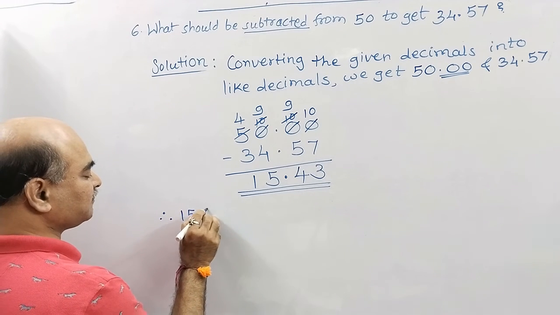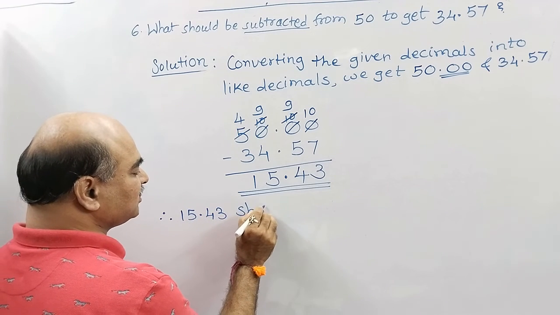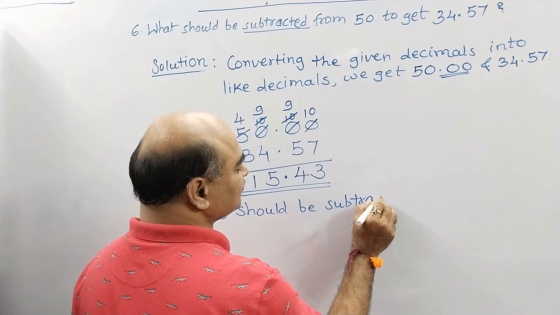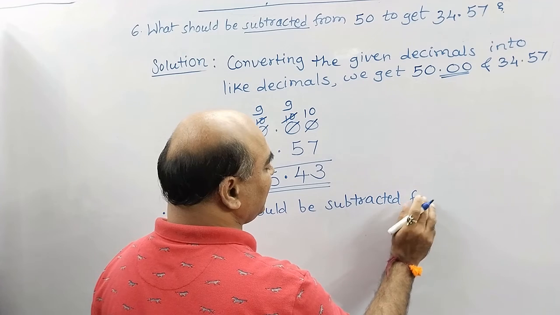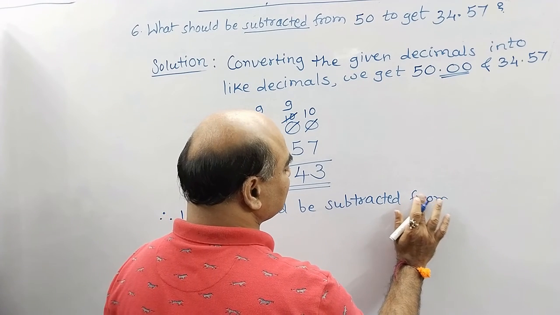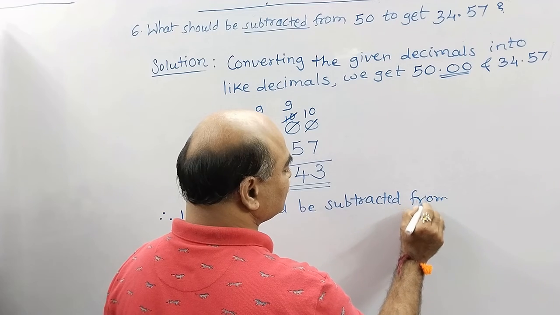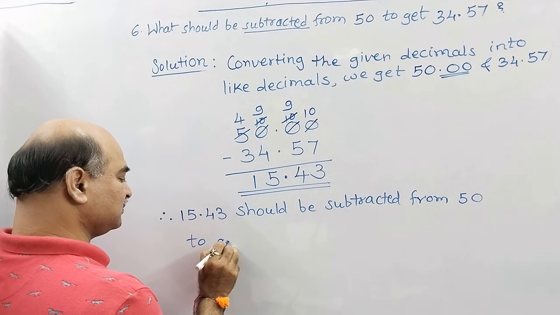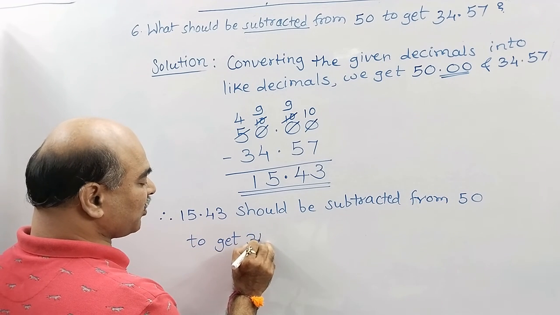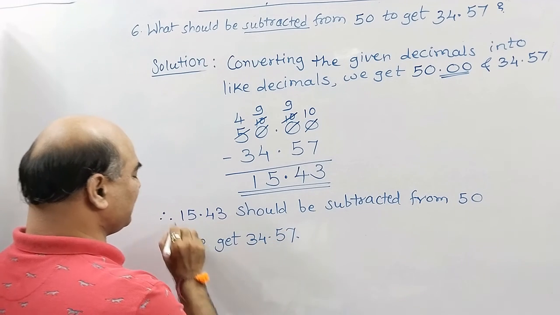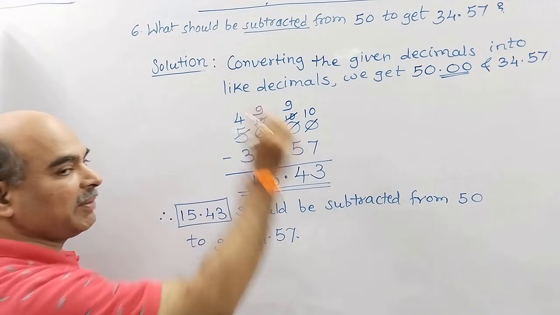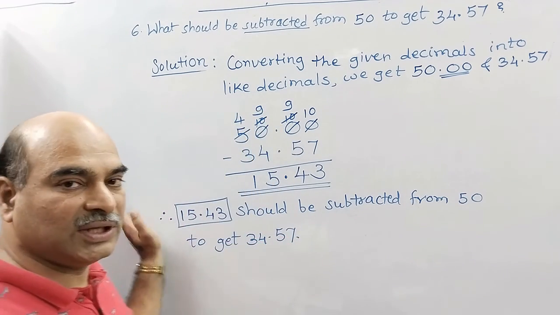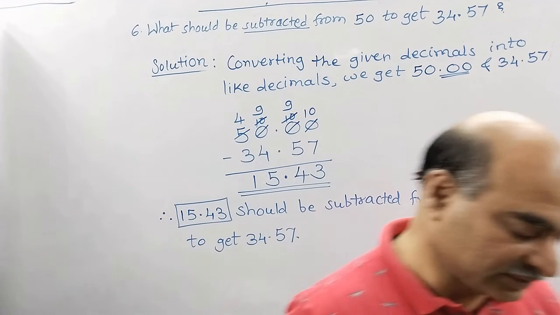Therefore, 15.43 should be subtracted from 50 to get the required number, that is 34.57. This is our answer. Highlight the answer by making a box around it. Okay, so this is our final answer. Please write this down and carry out the subtraction.